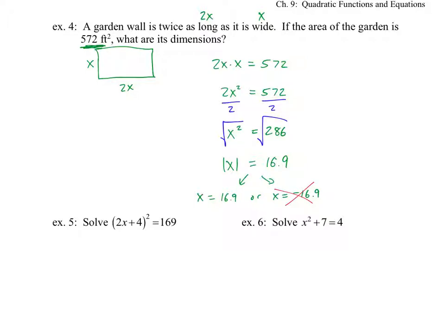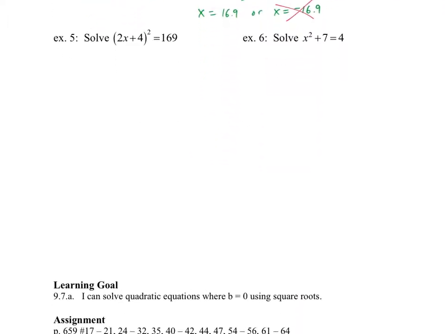So then to go through and solve this, the width is going to be 16.9. We just keep the positive one, and that'd be feet. And the other dimension, the length we had was 2x, so I could do 2 times 16.9, and that'll give me 33.8. So our garden wall is 16.9 feet by 33.8 feet. All right, couple more to go.